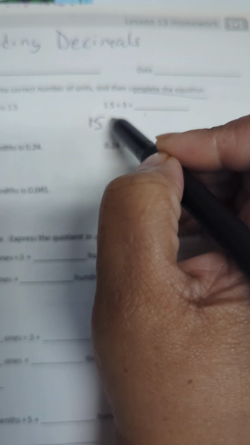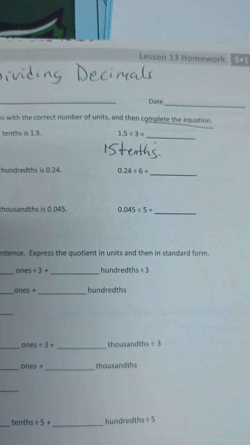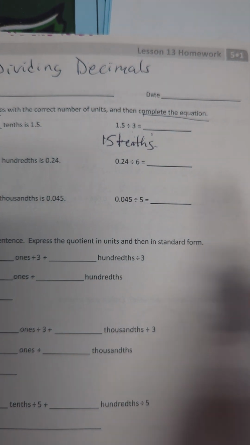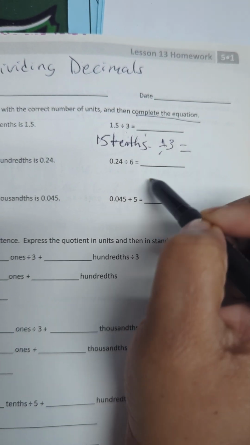15 that stops in the tenths place. So this is 15 tenths. Let me see if I can fix the blurriness. Hold on. There we go. 15 tenths. Now we're going to divide that 15 tenths by 3.